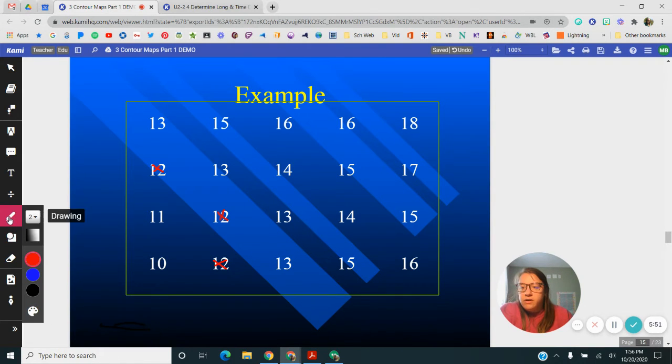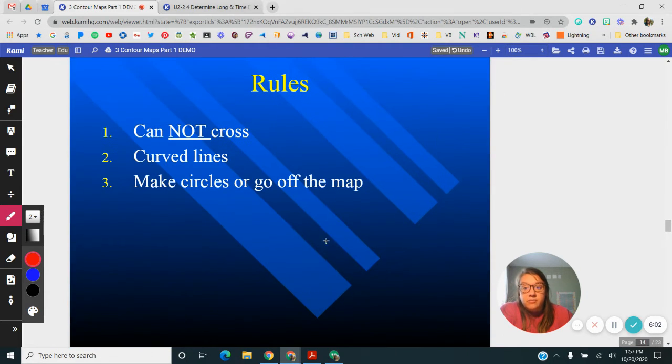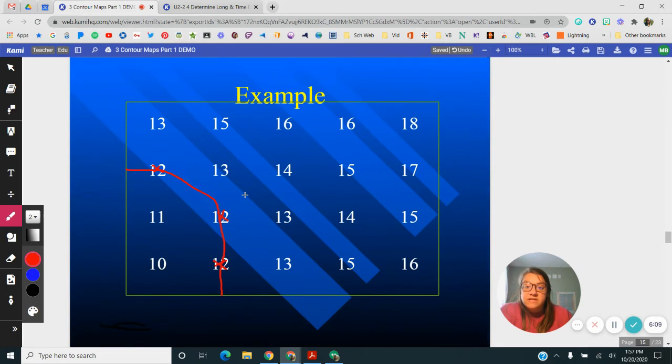Okay, so if I go back to my drawing tool, I've got the right color. I'm going to start off the map here, and I'm going to make sure that my line goes straight through the middle of these numbers, and I go off the map. Because if I follow my rules, I have curved lines, and I make circles, or I go off the map. So in this case, I went off the map. So let's do 13s. There's a 13. I'm just going to do dots now. 13, 13, 13. Okay, I'm going to start to go off the map and go like this.